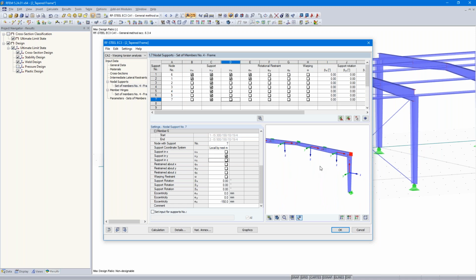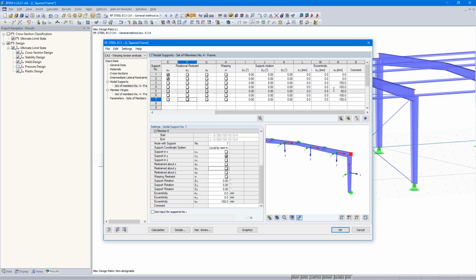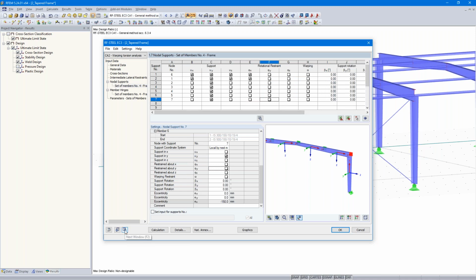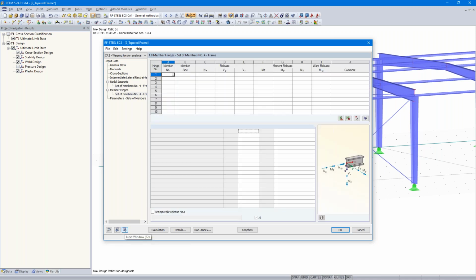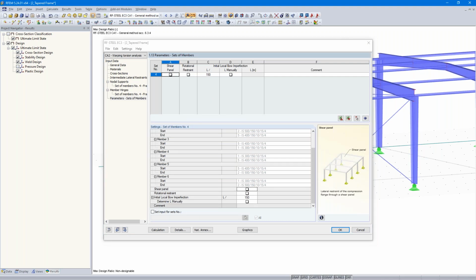Okay. And since we copied the case, the eccentricities are correct, so we can skip that. But we have to enter imperfection here, meaning a pre-camber. I go back to the PowerPoint slide.